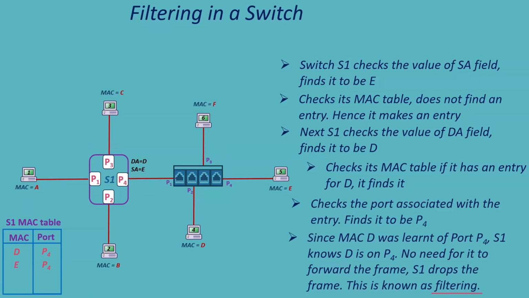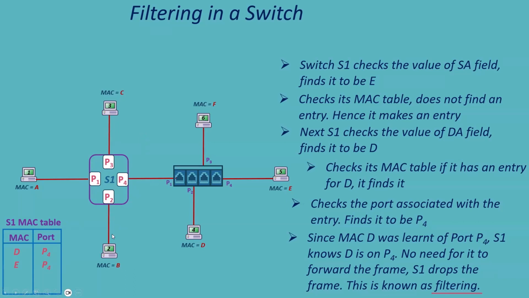This process of dropping the frame is called filtering. It does not send out the frame here or here, and it does not make a U-turn and send it back. It just filters the frame. Any frame with destination MAC address D that arrives on port P4, it will just drop it and filter. Drop it or filter it.